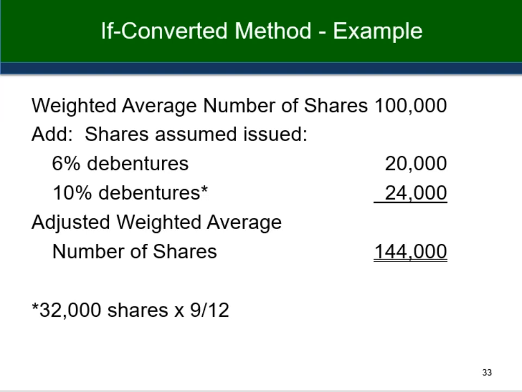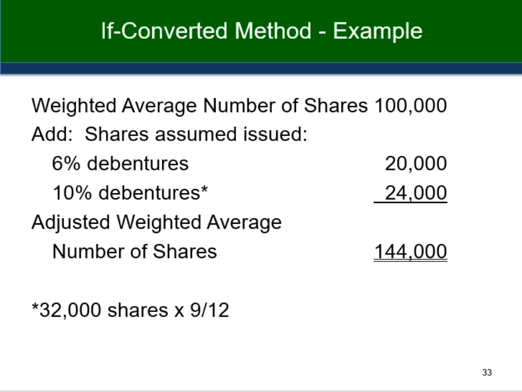And then, of course, the weighted average number of shares. We assume that all of these converted debentures would have been issued either at the beginning of the year, as for the 6% debentures, which were outstanding at the beginning of the year. So we assume that the 20,000 shares entitled by those debentures would be added for the entire year.